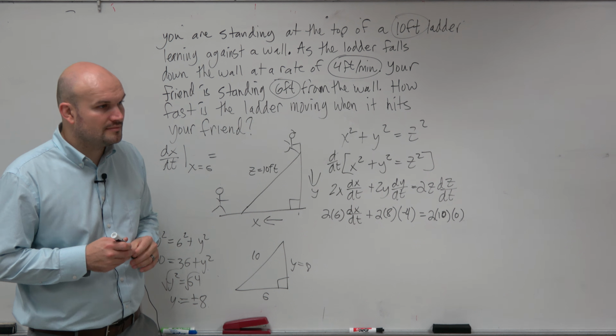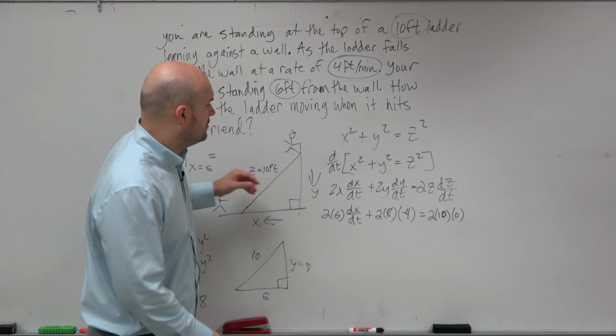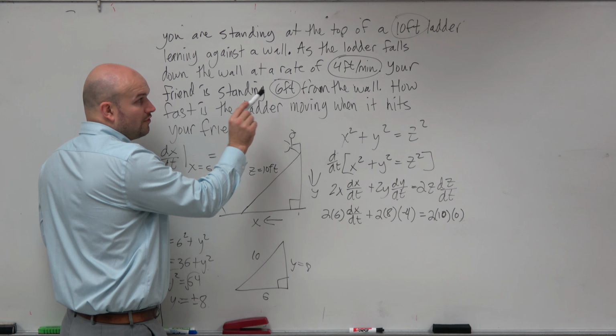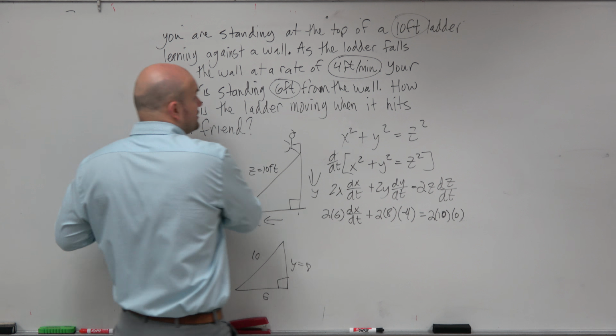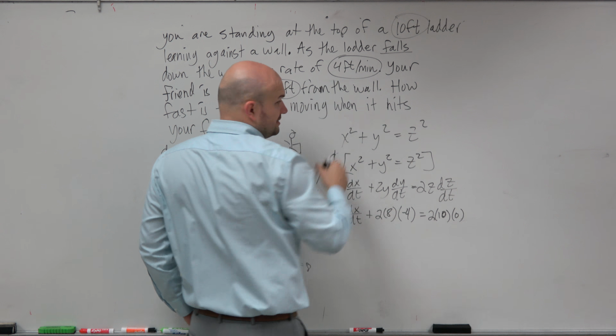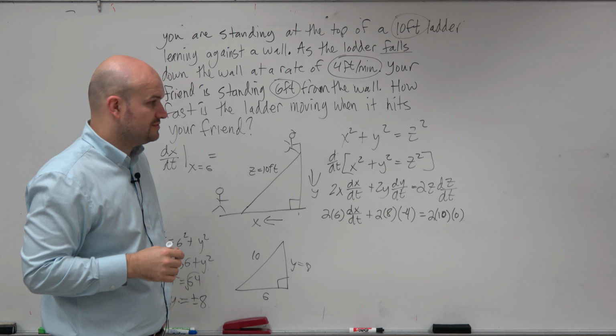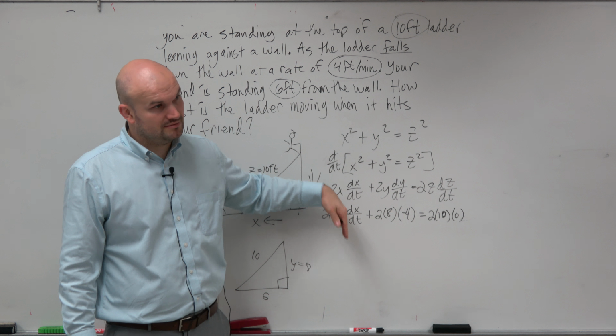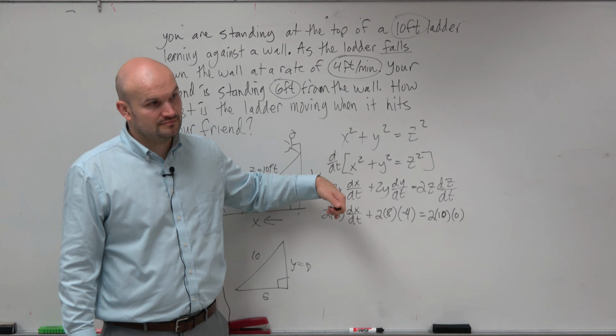Yes? Can you tell me how you got -4? So we have the rate, right? The rate is 4 feet per second, but that is for the ladder falling. OK? So that means we're going to include a quantity of it falling, going down, being negative. OK?